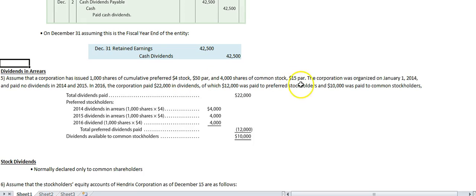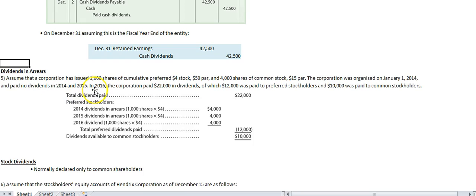So it says the corporation was organized on January 1, 2014 and paid no dividends in 2014, right? So that means that the $4 for every preferred stock is accumulating. You have 1,000 shares, so you have $4,000 that has accumulated. In other words, they're in arrears. That's what we call dividends in arrears for preferred stockholders, right? And it said it paid no dividends in 2015. Now we have $8,000 in dividends in arrears. You must pay that $8,000 to the preferred shareholders before you can pay the common shareholders.